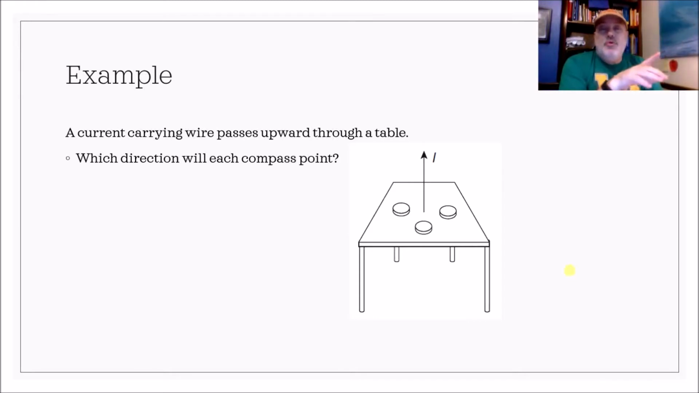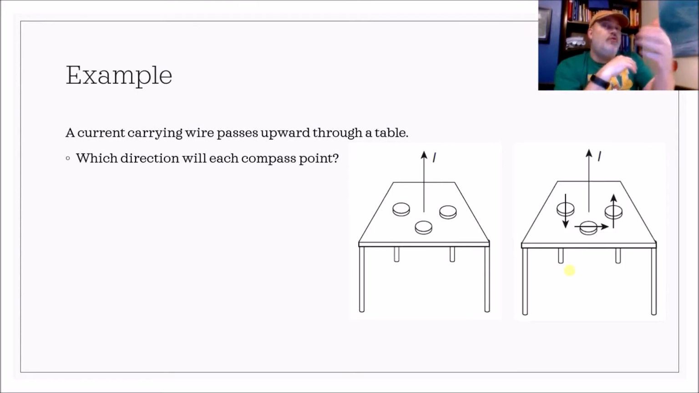So in this example, we have a table that has a wire pointing straight up through it with current going through it. We have some compasses laid around on the table around the wire. Which way will each compass point? Now remember, the compass points in the direction of the magnetic field. So if you curl your fingers around the wire, they should point in this direction.